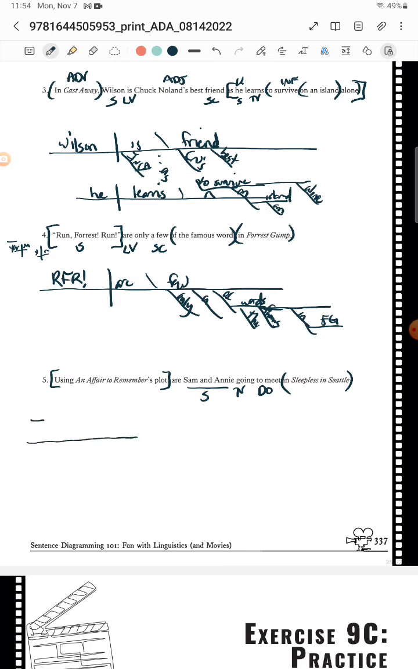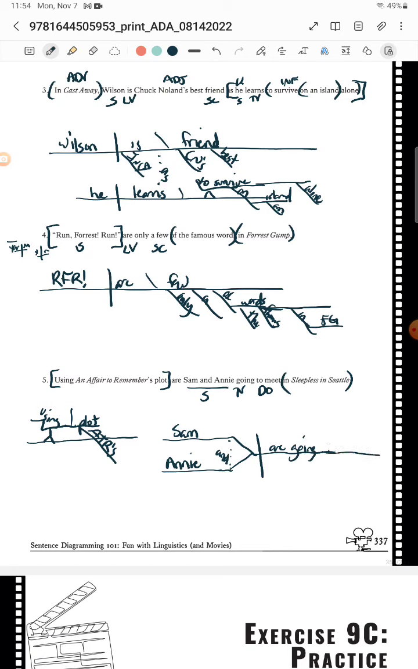Let's deal with that absolute first and just get rid of it. So we've got using. And then what are we using? We're using the plot. And then it's affair to remember's plot. And we just put it off to the side because it's an absolute. All right. And then we have Sam and Annie. And then what are they doing? They are going. And then what are they going to do? They are going to meet. So that is a preposition or an infinitive. Wow. And then where are they going to meet? They're going to meet in Sleepless in Seattle.